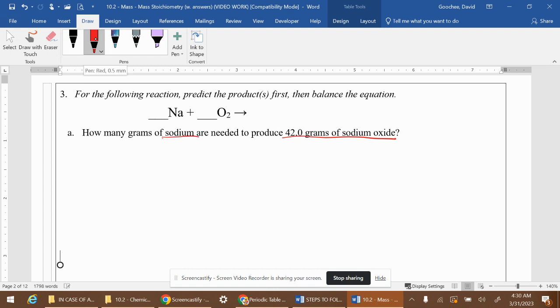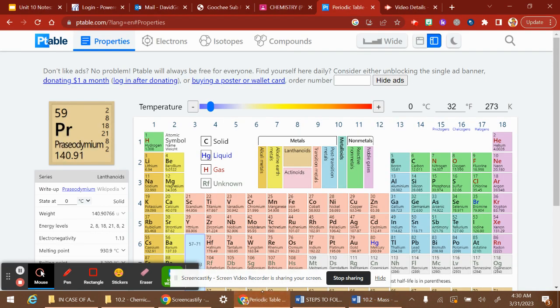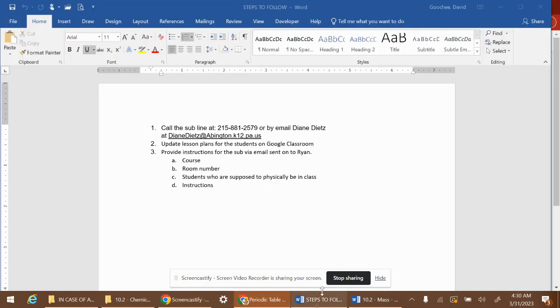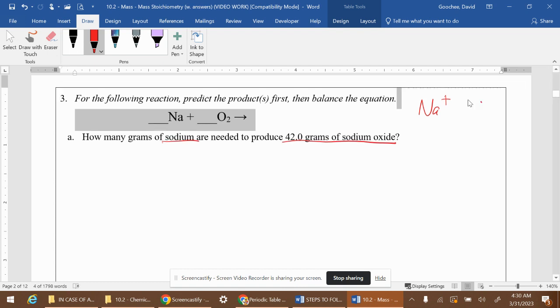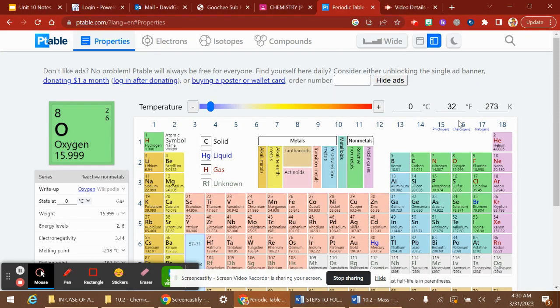Well, this is an ionic compound, so you got to crisscross. I'm going to do it over here. Sodium is a 1 plus ion. I know that because here it is on the first column of the periodic table. All right. And oxygen, I know, is 2 minus. I know this because oxygen is located in group 16, and all of these guys are 2 minus.